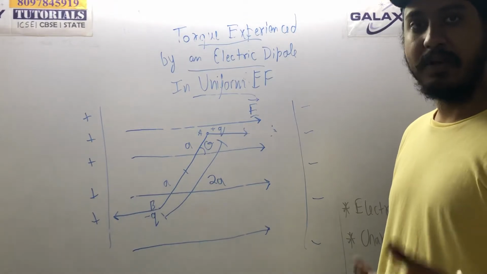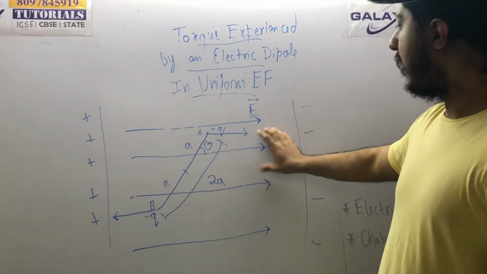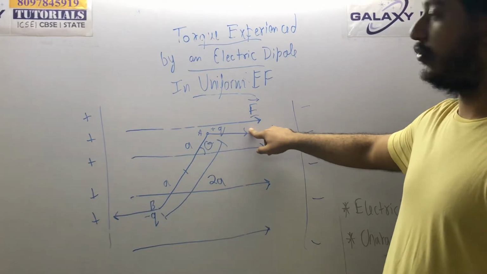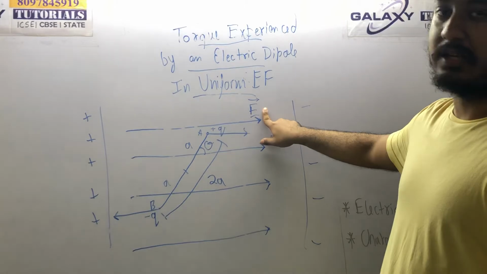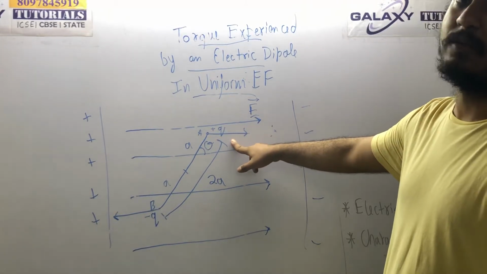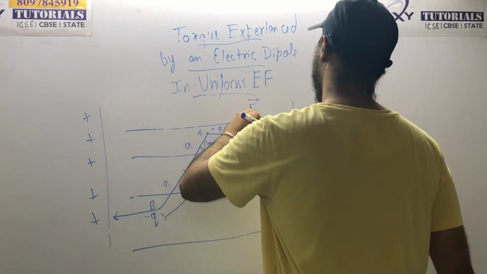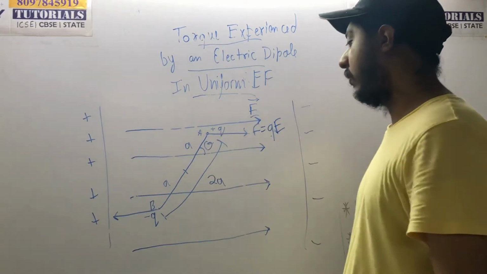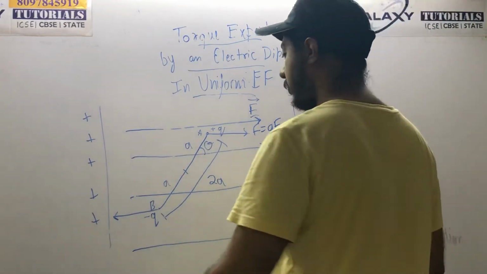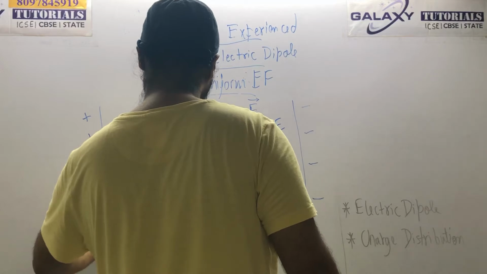Hence we are going to find the torque. Before finding the torque, we need to find the force that is acting here. You know the electric field intensity is E. You know the value of the charge. So what will be the force? The force will be qE. We have done this already before. And what will be the force here? Minus qE.